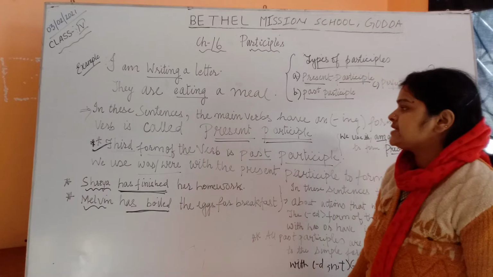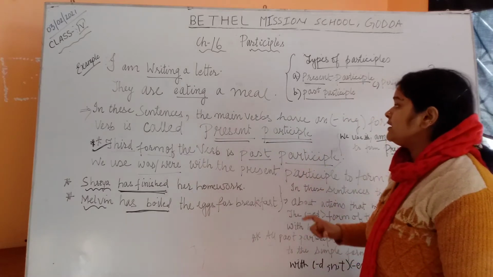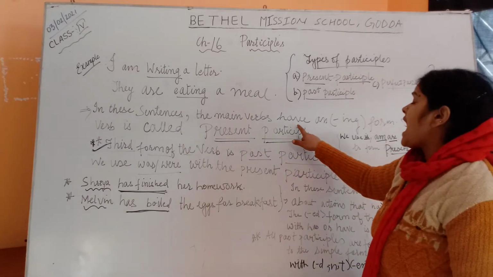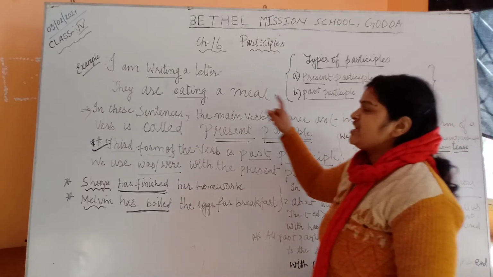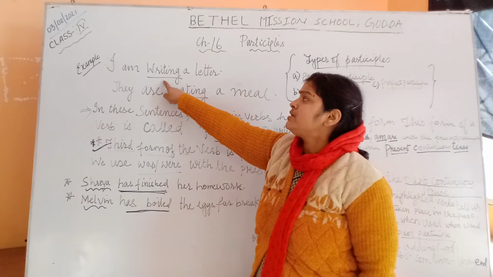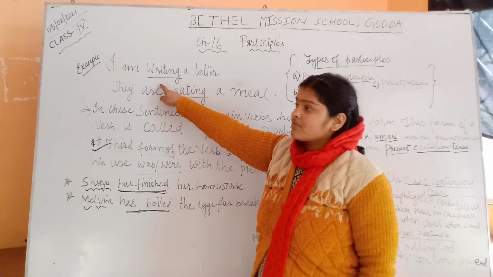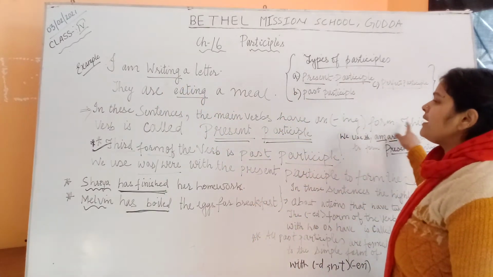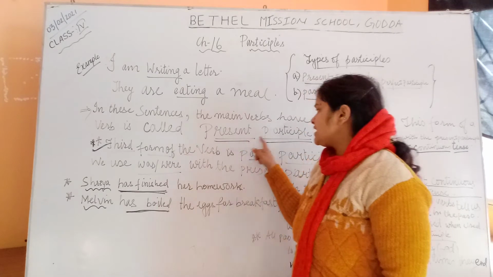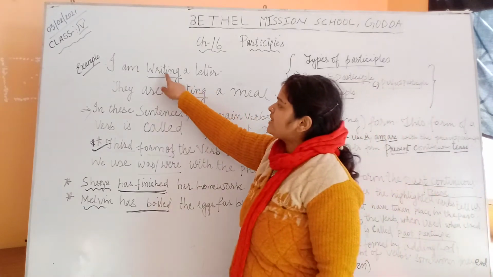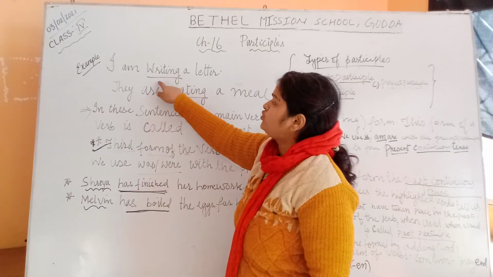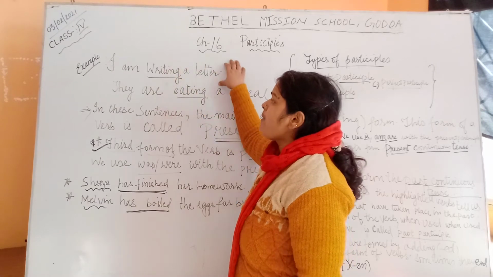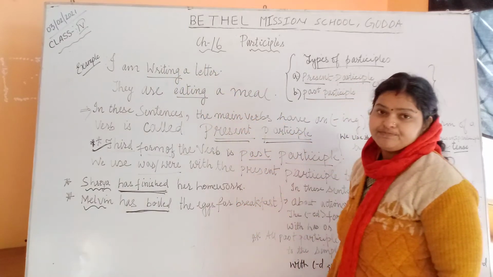In these sentences, the main verb has an ing. In the first sentence, the main verb is write, but ing is being added in this form, and this form of the word is called a present participle. So when ing is added to the main verb, it is a form of present participle, right?